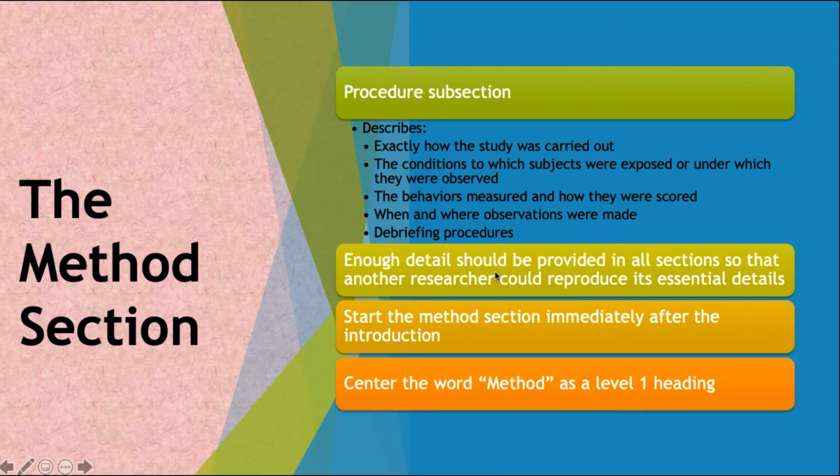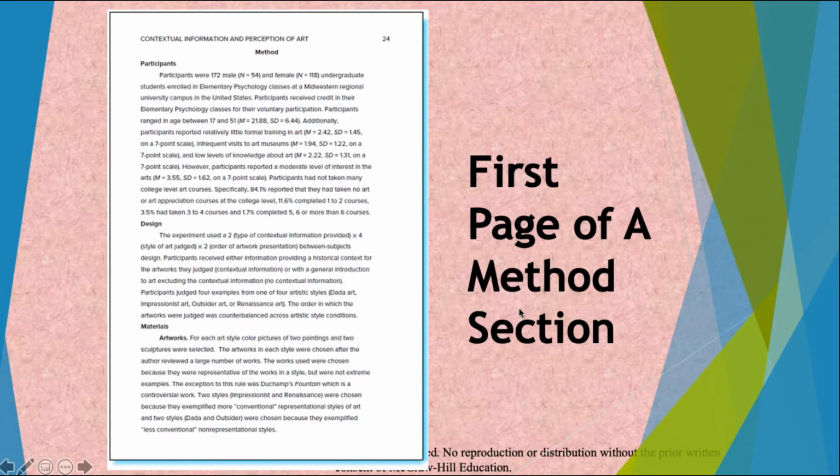Enough detail should be provided in all sections so that another researcher could reproduce the essential details, and start the method section immediately after the literature review or the introduction. If you are doing a paper, center the word method as a level 1 heading, and we have something like that here: the method, then you have the participants, the design, the materials, and so on.